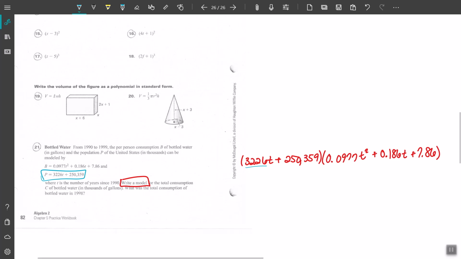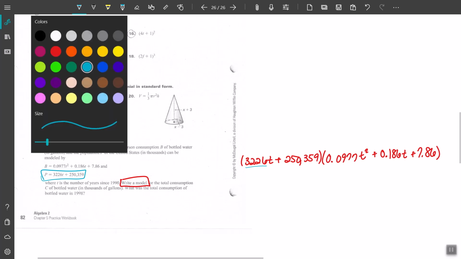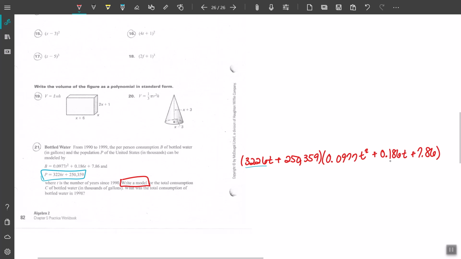It's just a binomial. In this one over here, we have a trinomial. I mean, our highest order is t squared, and then we have a t to the first degree, and then we have a constant. So here we have a quadratic, here we have a linear equation, and they just have strange coefficients, ones that we're not quite used to. But we're going to do this the same way that we have always done it. We're just going to multiply the binomial by that trinomial.